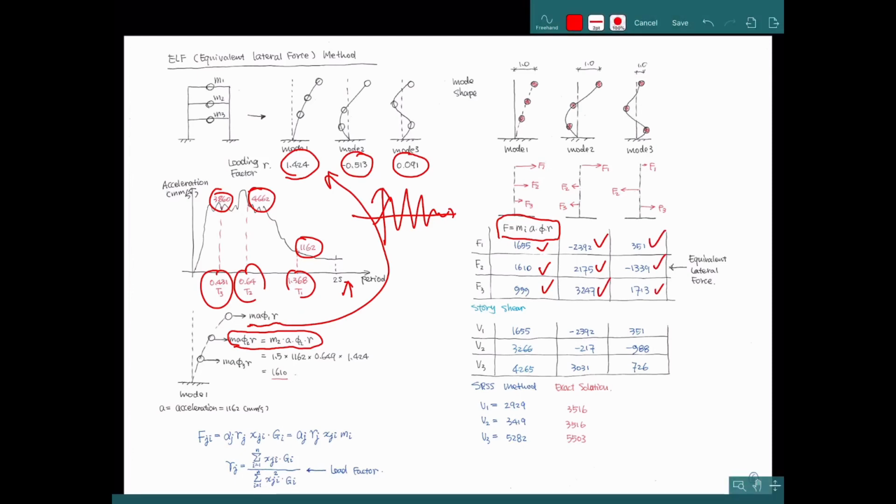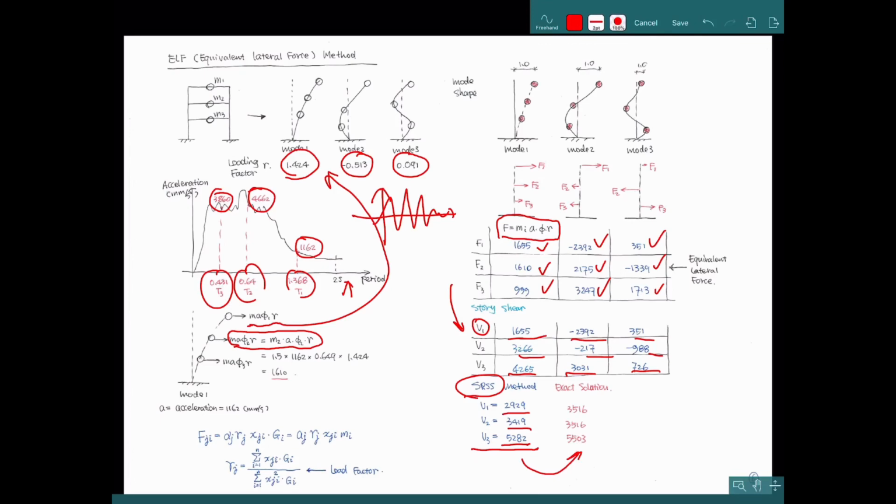Then this is the external force, the P load of each floor. Then we can use the external loads to compute the story shear force. Then we use the SRSS method to compute the exact shear force. And this is the simplified method result. We can compare it to the exact result by using the mode superposition method. So we can see that it's close, but it's not exactly the same.